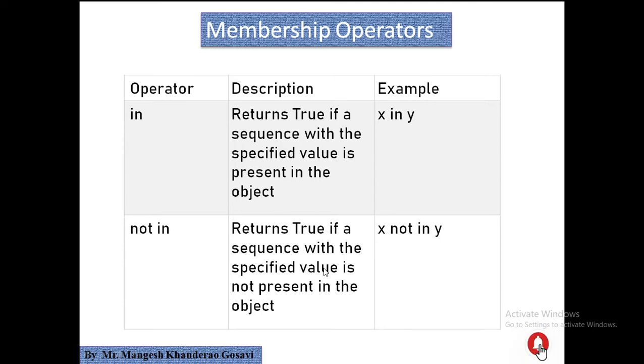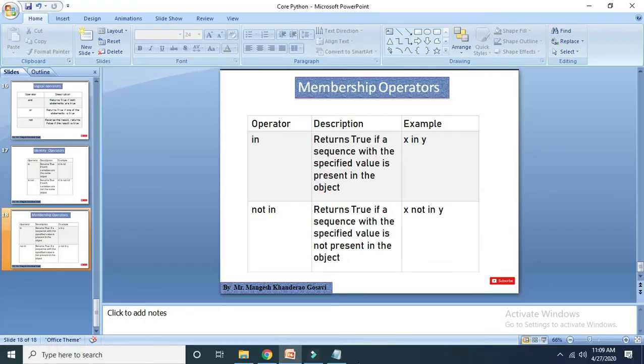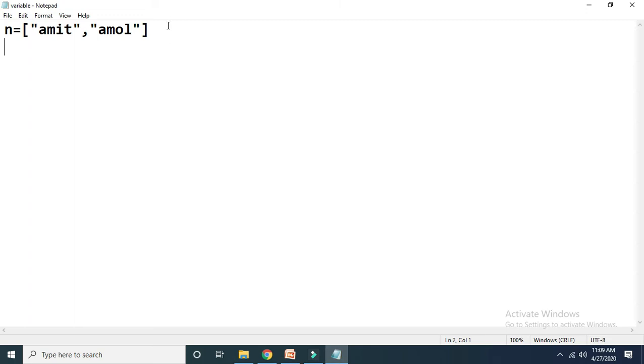Now let us discuss one example here. Here, see, I have defined one list. In this list I have stored two different values. The first one is Amit and the second one is Amol.